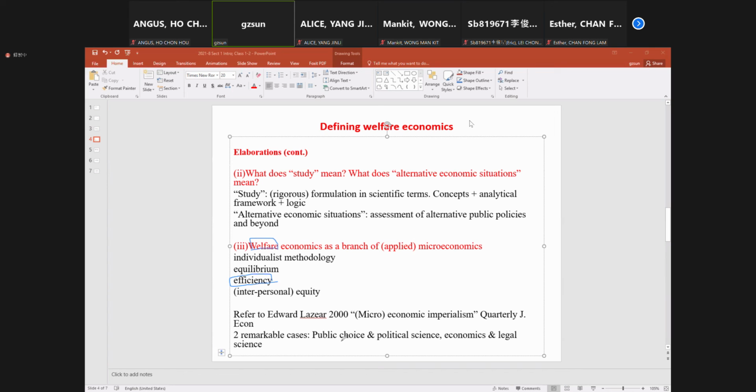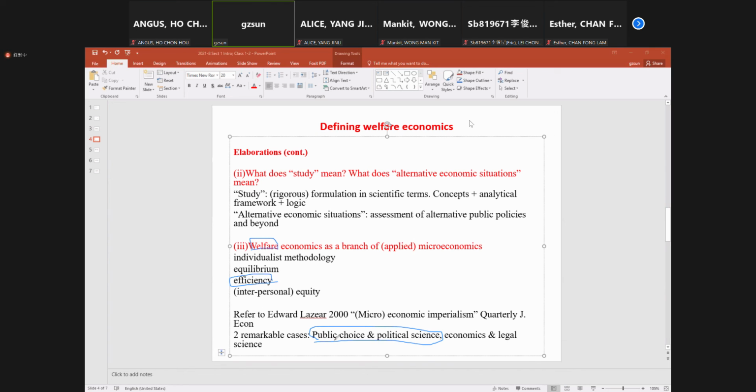But if you do have difficulty, don't worry, probably you have not learned enough in economics at the moment. And okay, now let's quickly give 2 examples. One example is about public choice and political science. Public choice is one part of our course, but we will not go very far.